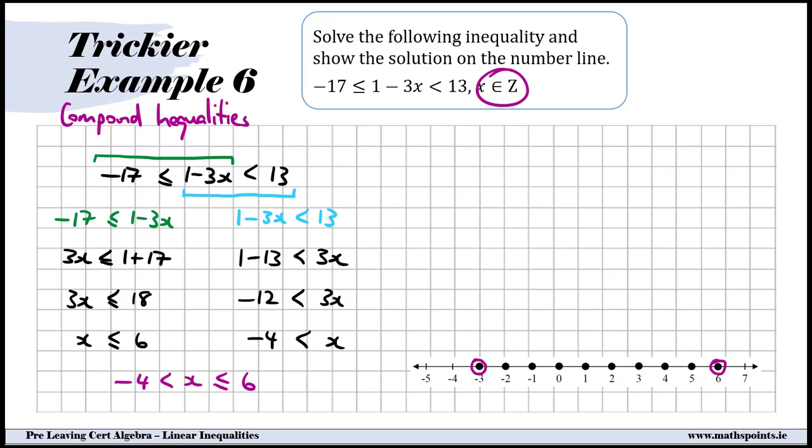So that wraps up session 2, which takes a look at linear equations and linear inequalities, and we're moving on to the next session, which is going to take a look at factorizing expressions.